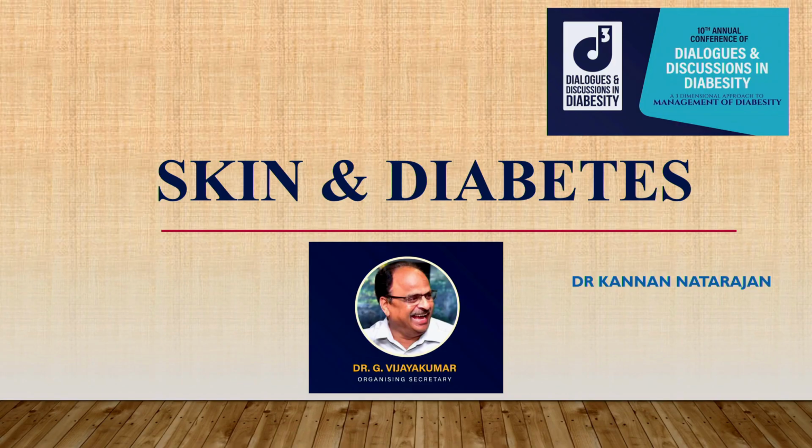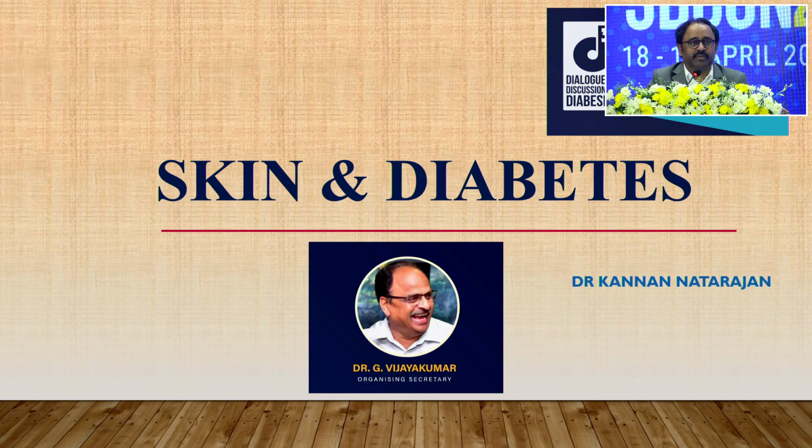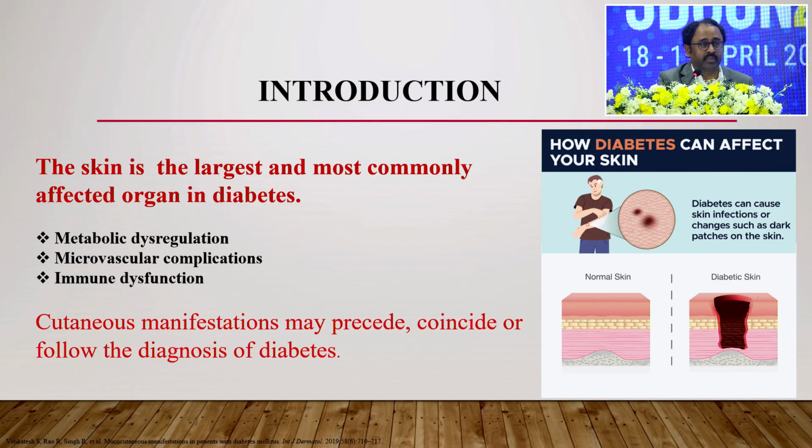So friends, we all know that the previous talk was on emergency medicine. Now we have a talk which is very essential for our clinical practice: skin and diabetes. First of all, you should know skin acts as a dynamic metabolic shadow, whatever the diabetes may be, pre-diabetes, ongoing diabetes, or uncontrolled diabetes. In simple terms, skin is the largest and most commonly affected organ in diabetes, contributed by metabolic dysregulation, microscopic complication, and immune dysfunction.